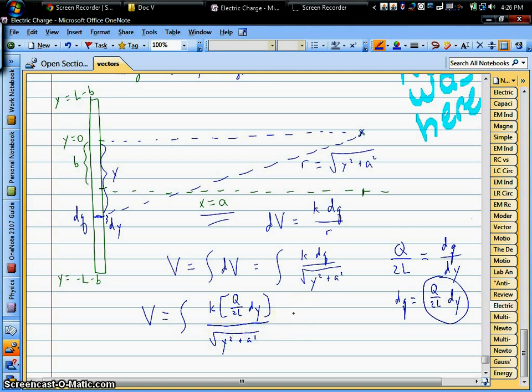And I guess the only other thing we have to do is make sure we get our limits right. We want to add all these little voltages up from the bottom of the stick. So relative to our origin, that y value is down below it, so it's negative L minus B. And the highest point, the top point of our stick, is L minus B. That's the integral that we'd need to solve.